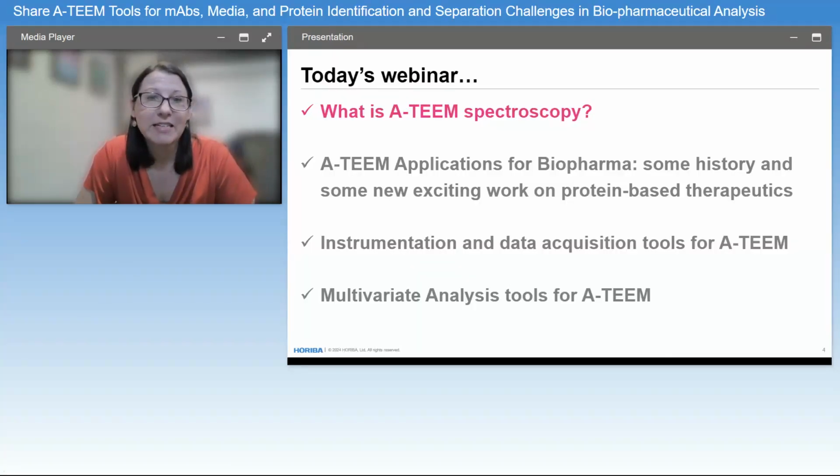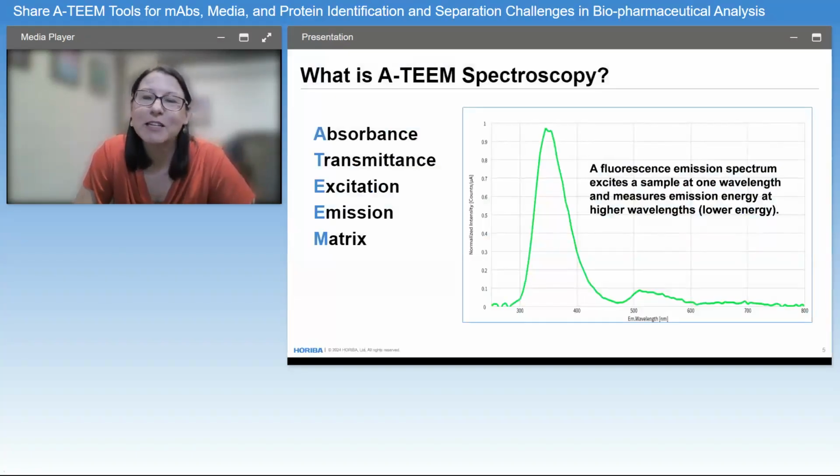Okay, what is A-TEEM spectroscopy? A-TEEM stands for absorbance, transmittance, excitation, emission matrix. To understand A-TEEM, let's first talk about what a fluorescence emission spectrum is. A fluorescence emission spectrum is where we excite a sample using a single wavelength and measure the photons emitted at higher wavelengths. At longer wavelengths, lower energy.